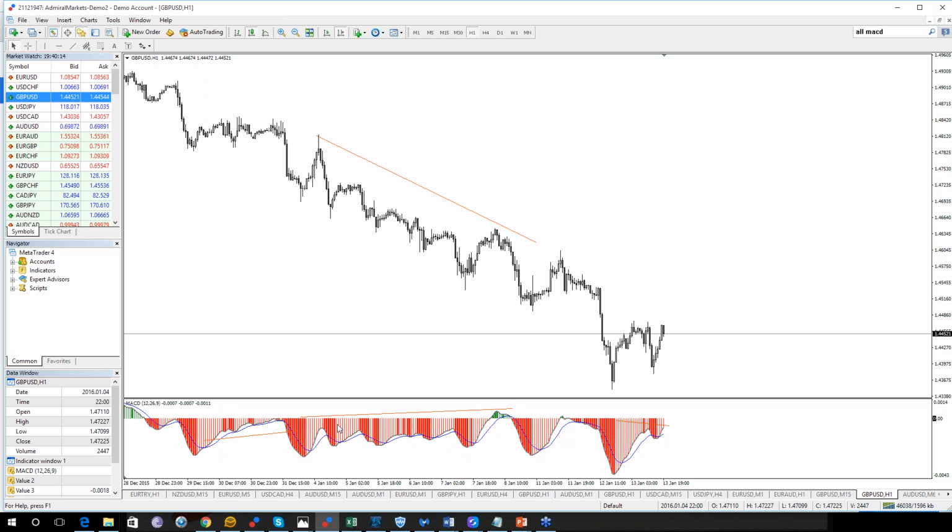This is MACD modified, so in hidden divergence you need to use it like this, but it's very easy to see. You see this valley here, the peak. This is the sign that the trend will go down. Same here. You see? Here and here too. Look at this part here.